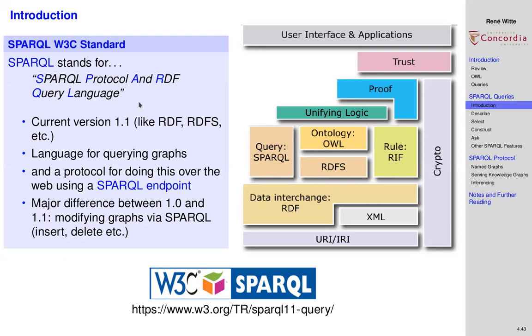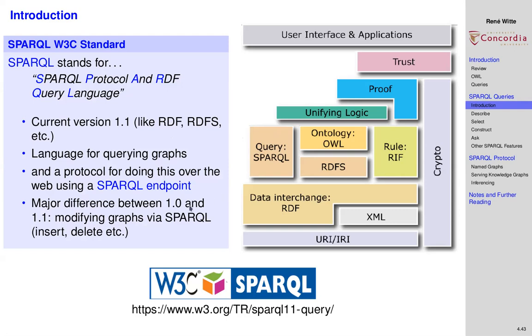The current version that we're talking about is SPARQL 1.1, just like RDF, RDFS, and some other related standards. You can see from this that there are two different things. There is a query language and there is a protocol. So in the first part, in this section here, we are going to talk about the query language, and then later I'll give you a brief overview on the SPARQL protocol.